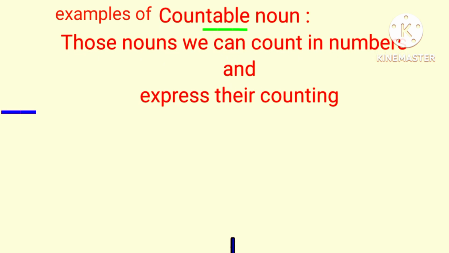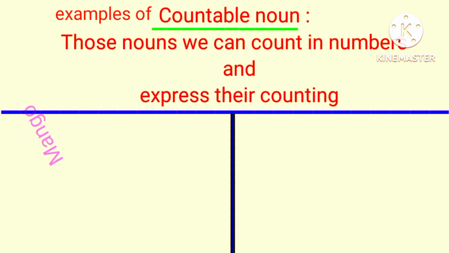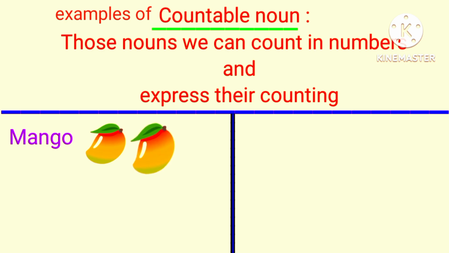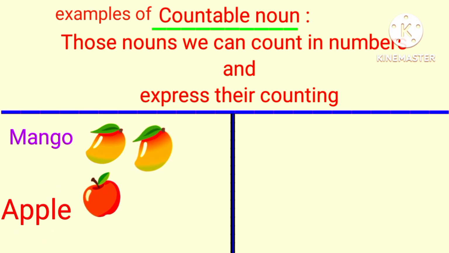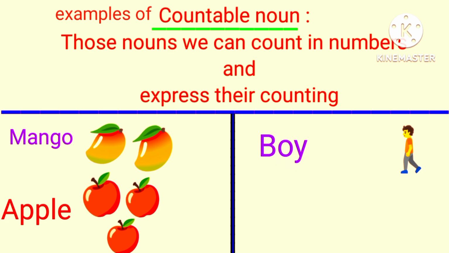We have some examples of countable nouns. Easily, these nouns can be counted. For example, 1 mango, 2 mangoes, 1 apple, more apples, 1 boy, more than 1 boys, 1 cock, more cocks.